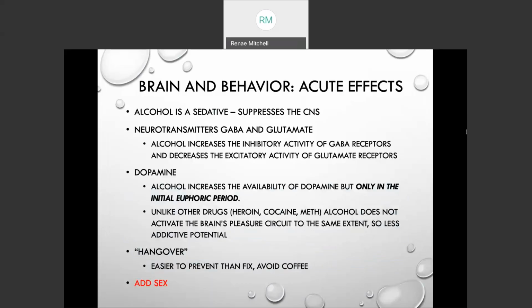So, acute effects of alcohol on the brain and behavior. And I apologize again, it looks like I'm using the draft version of my slides. The information about sex comes later. But for now, we'll talk about alcohol and the impact that it has on you when you ingest it initially.